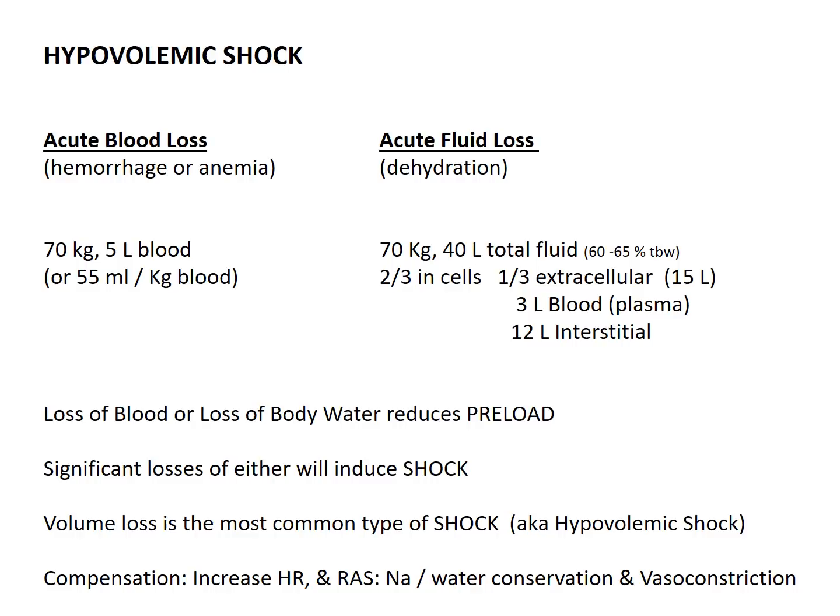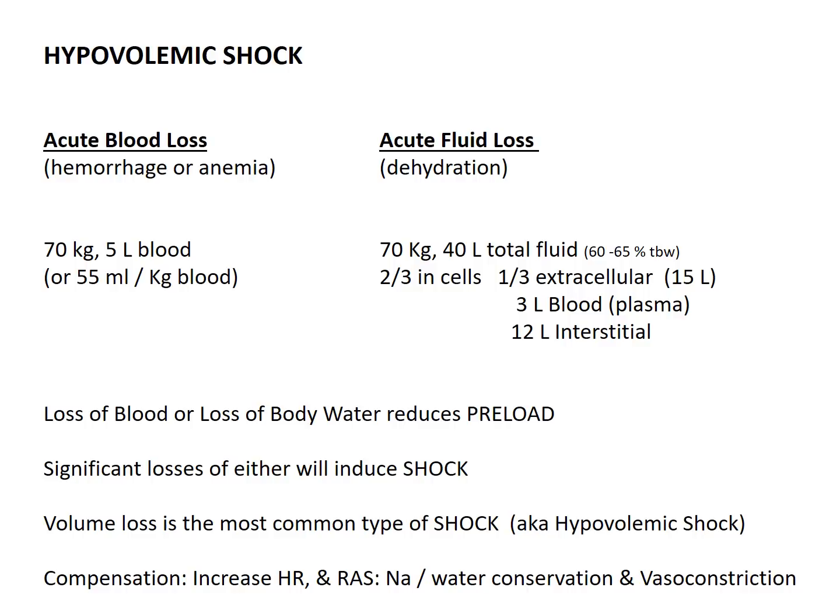Two-thirds of that is inside the cells. One-third of that is outside of the cells, so about 15 liters. And of that component which is outside of the cells, about 3 liters of water is in blood. That's the plasma composition of blood. And about 12 liters of that water is in between the cells, or in the interstitial space. And again, significant loss of blood or body water reduces preload. A loss of preload can lead to shock, and volume loss is the most common form of shock.